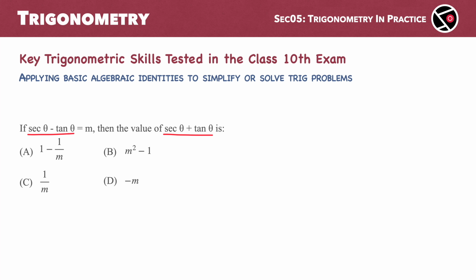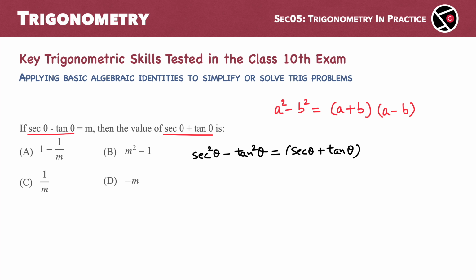This pattern, one sum and one difference, immediately reminds me of the identity a square minus b square equals a plus b, a minus b. Using this, we have sec square theta minus tan square theta equals sec theta plus tan theta multiplied by sec theta minus tan theta. We replace sec square theta with 1 plus tan square theta.